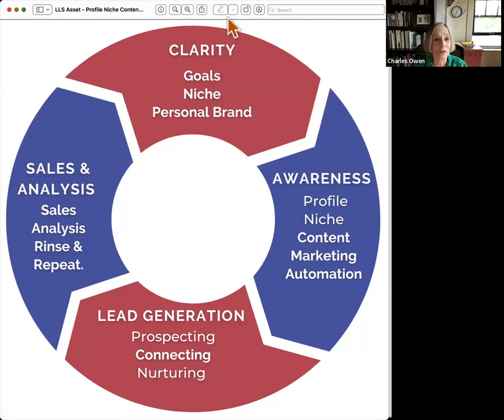Thank you. I am going to share something real quick before I forget. Okay, can you see this all right? This diagram? Yep. Okay, great.